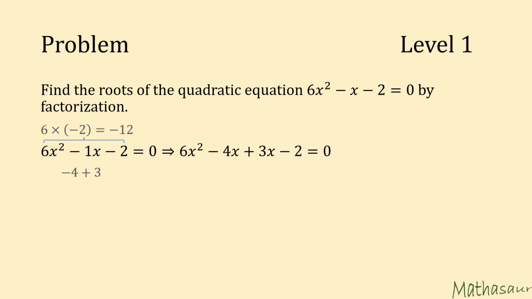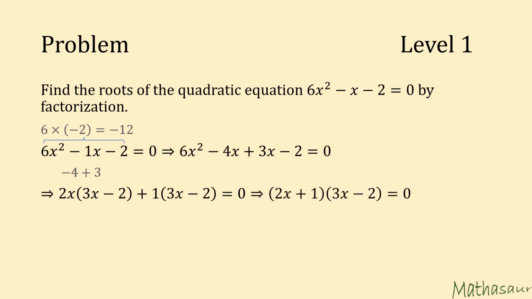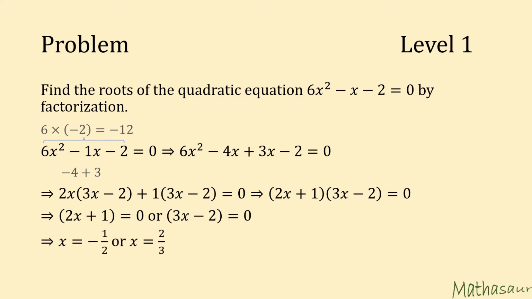So let us split the middle term, take the first two terms together and the last two terms together and find out if we can take anything common. Make sure that the terms in the bracket are the same. And we have found out the factors of the polynomial. Now one of these factors has to be 0. Now solving these two linear equations, we get x is equal to minus 1 by 2 or x is equal to 2 by 3. So minus 1 by 2 and 2 by 3 are roots of the given quadratic equation.